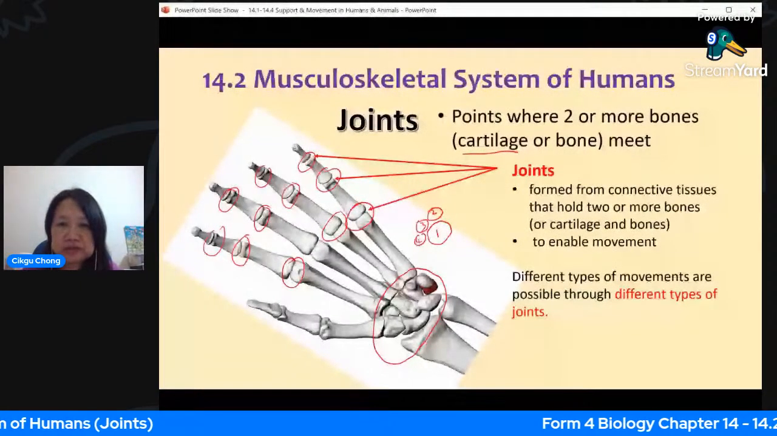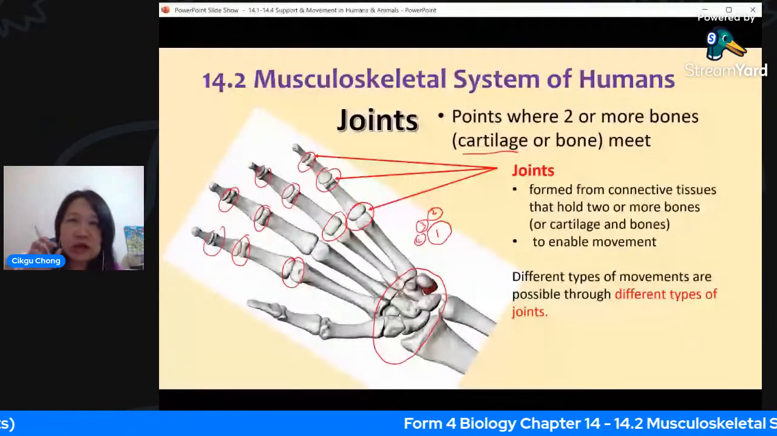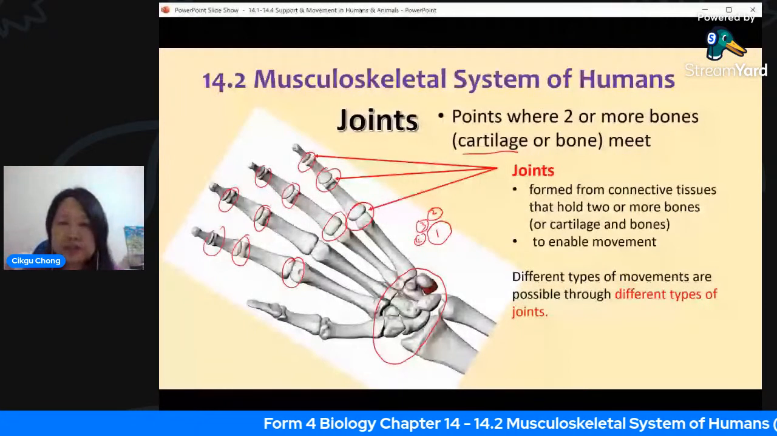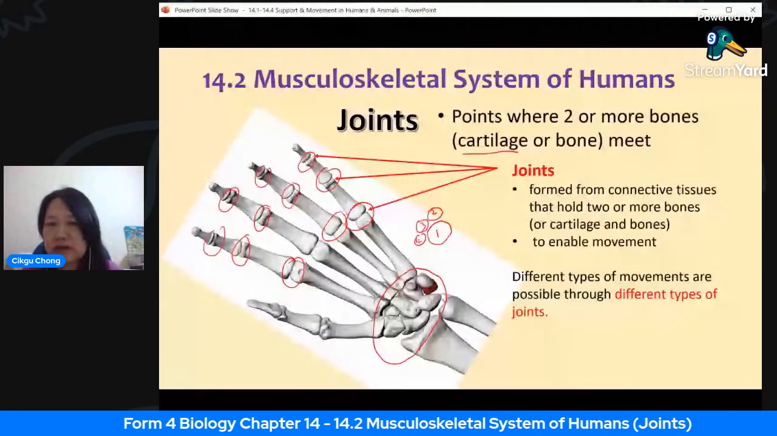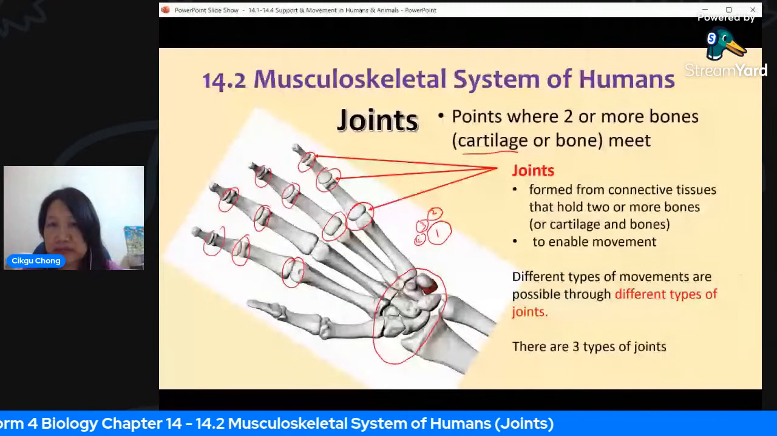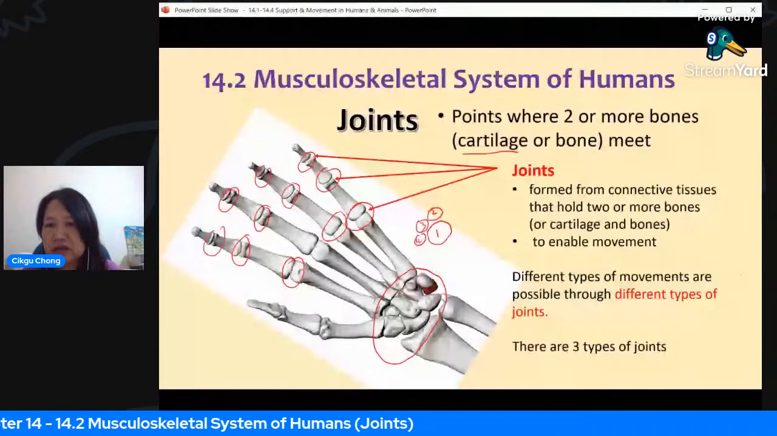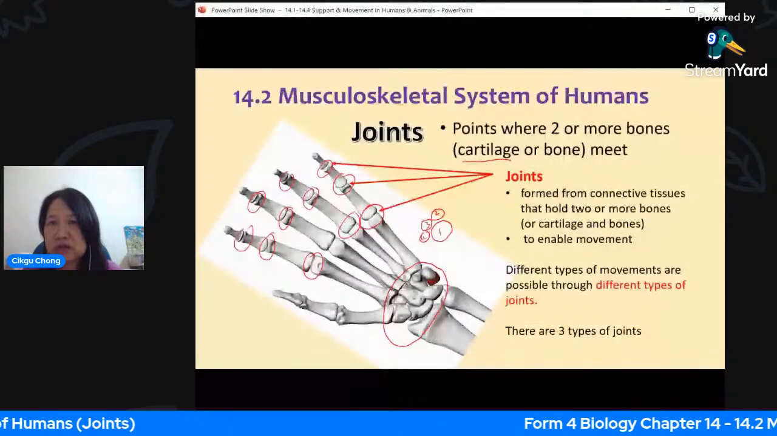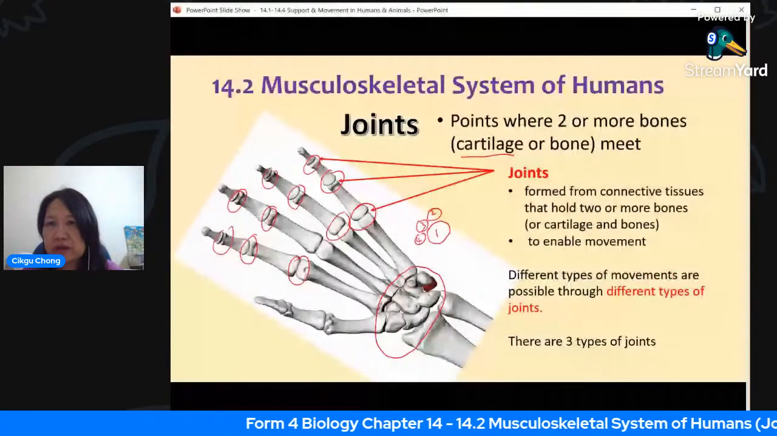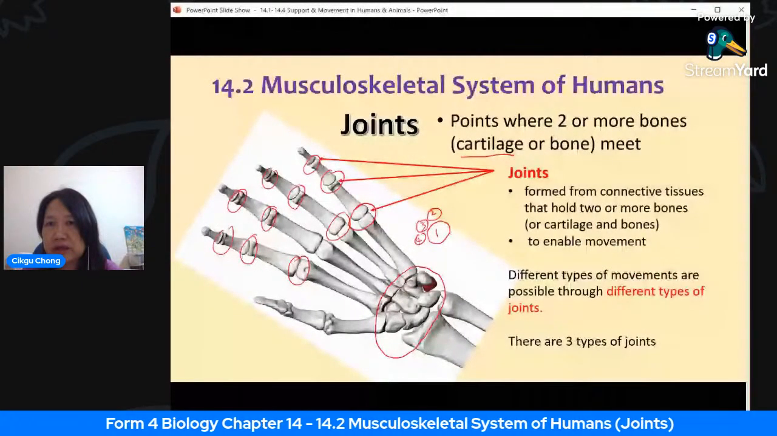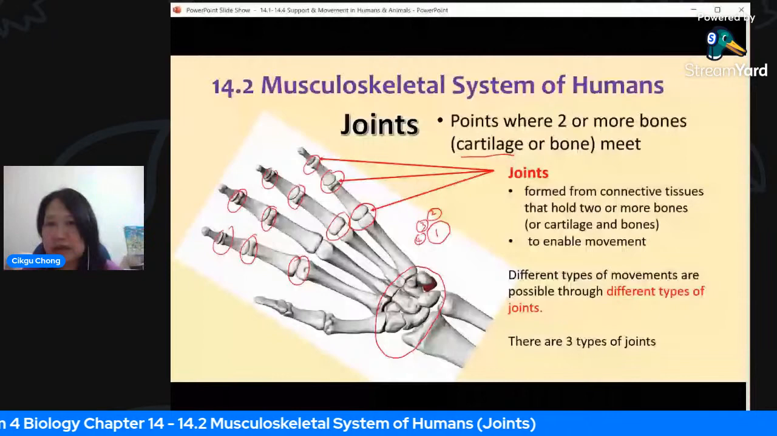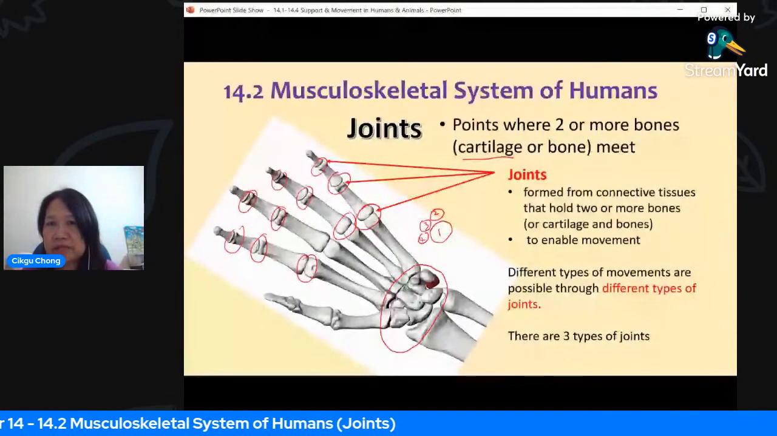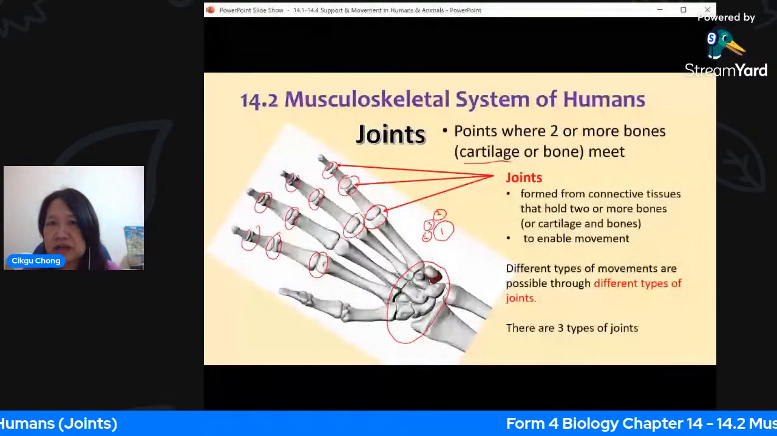Three types, the three major groups of joints. Are you able to hear me well? If you can't see, I think the important thing is you can hear. If you can hear, then the picture will come on in a while. All right, I'll show it on the screen.